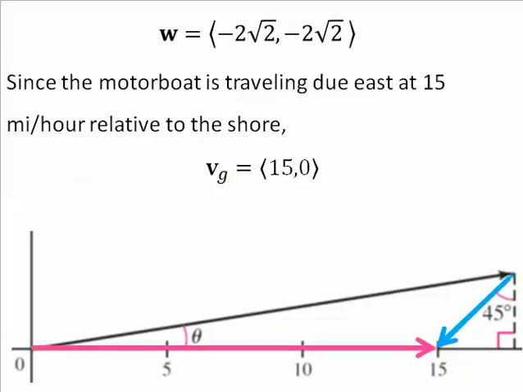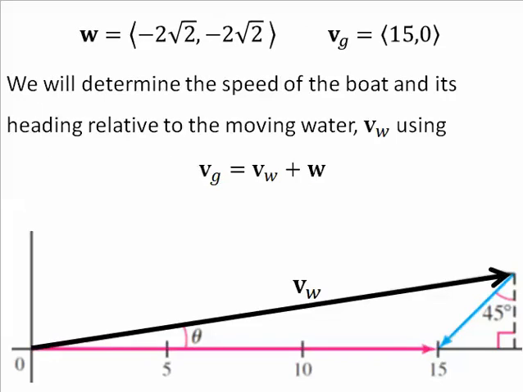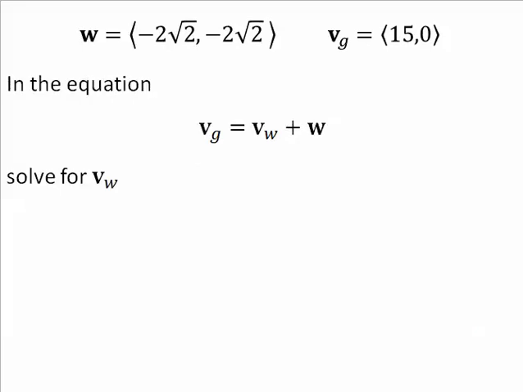The motorboat is traveling due east 15 miles per hour relative to the shore, so that's just 15, 0. We will determine the speed of the boat and its heading relative to the moving water using the fact that v sub g equals v sub w plus w. We solve for v sub w.